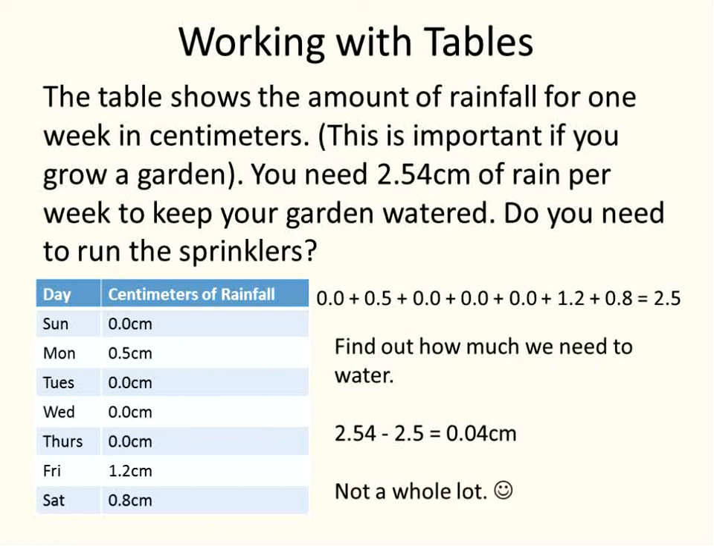So probably if you got 2.5 centimeters, that would be enough for the week and your plants wouldn't die. You could turn the sprinklers on for about 10 minutes, probably in the evening, and you'd be fine. Anyway, not even 10 minutes. To get 0.04 centimeters is kind of silly. So this is a really, really small amount.